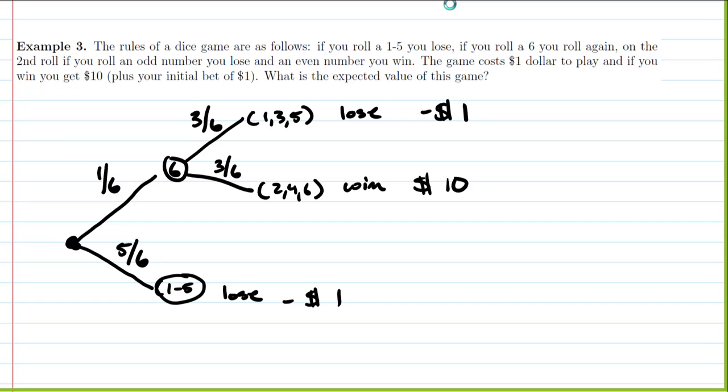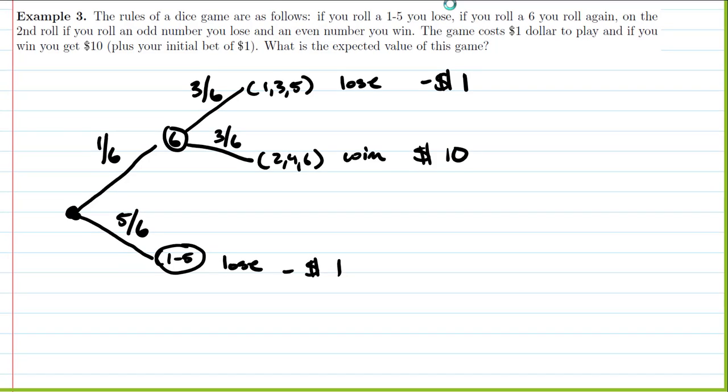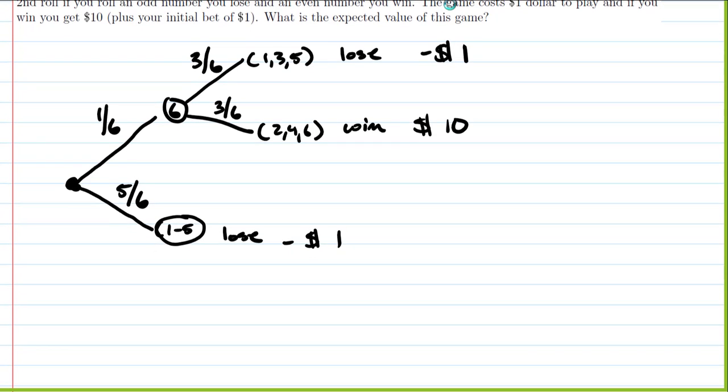Well, we didn't gain that $1. We just get our dollar back, because it was our dollar that we started with. So it's like if you bet $1, you get your dollar back plus $10, so your net gain is $10. Right, because the $1 was already yours. So now, what is our expected value?